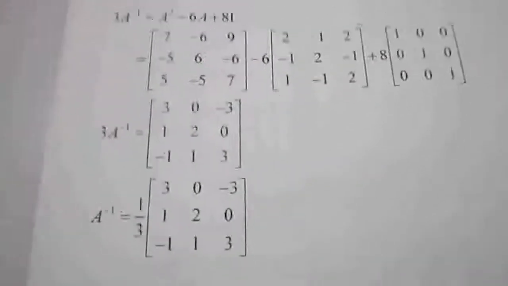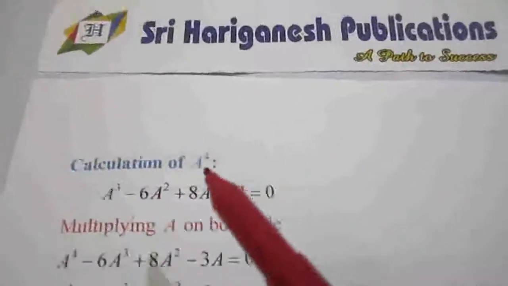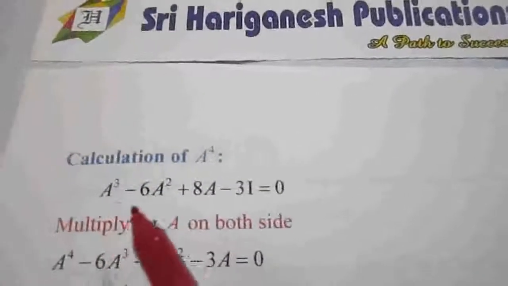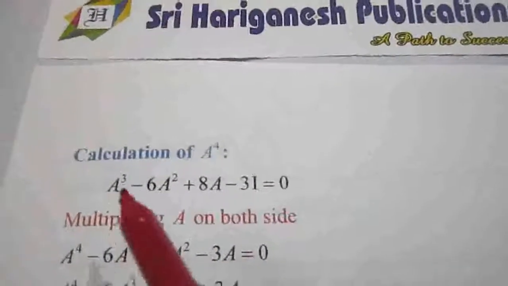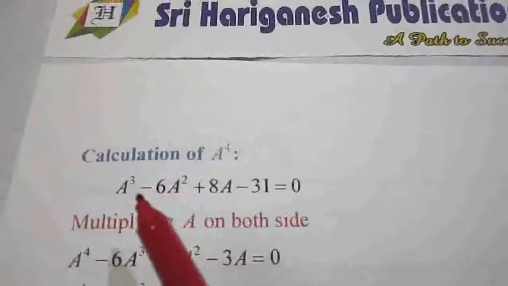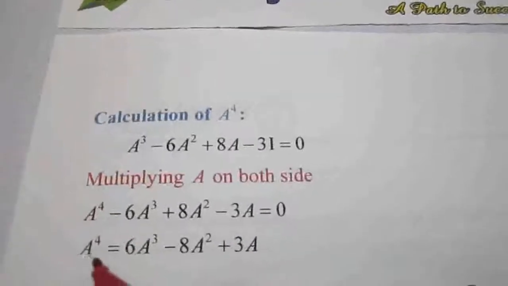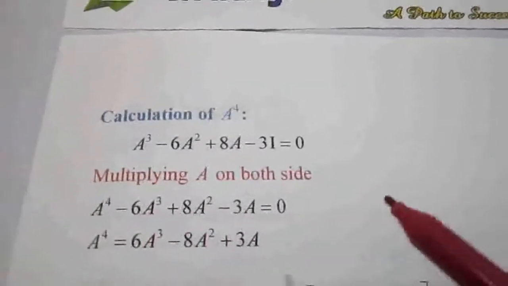Next we are going to find A power 4. A power 4 also we have to find using Cayley-Hamilton theorem. Again I am going to take the second equation. From the second equation, I am going to multiply A on both sides. This is A cube into A, A power 4, A square into A, A cube, A into A, A square, I into A is A. I want A power 4, so keep A power 4 on the left hand side, take all other terms to the right hand side.